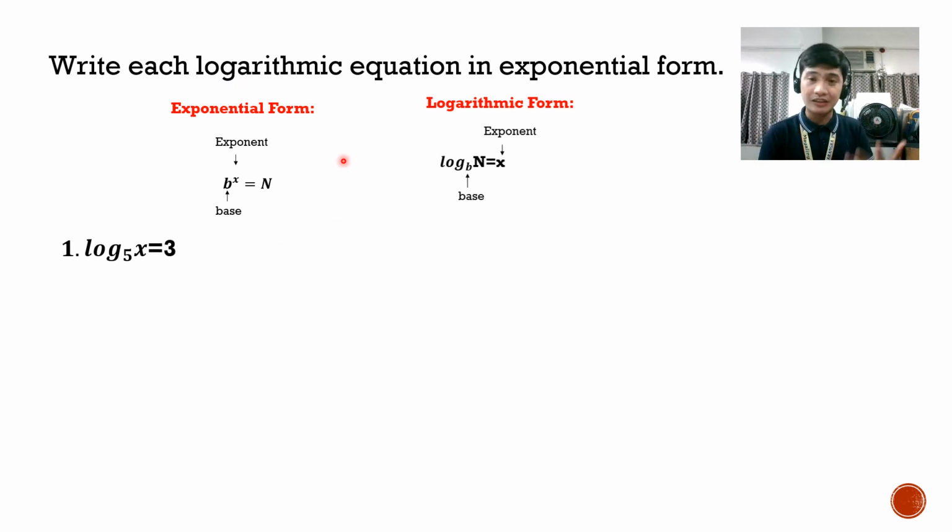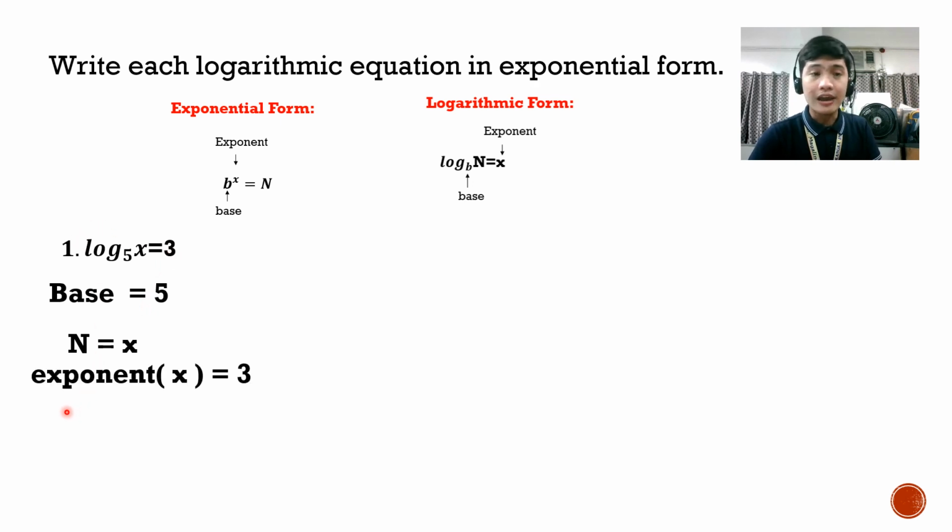So, kagaya na ginawa natin dun sa nauna nating slide kanina, i-identify muna natin ano yung base, ano yung exponent niya, ano yung n, para guided tayo mamaya, para i-substitute na lang natin dun sa ating exponential form. Now, in logarithm of x base 5 is equal to 3, our base here is 5. Ito po yun. Ang base natin dyan, ito po yung 5. Our n here is x. Ang n natin dito in this given ay x. Okay? Ang exponent natin ay 3.